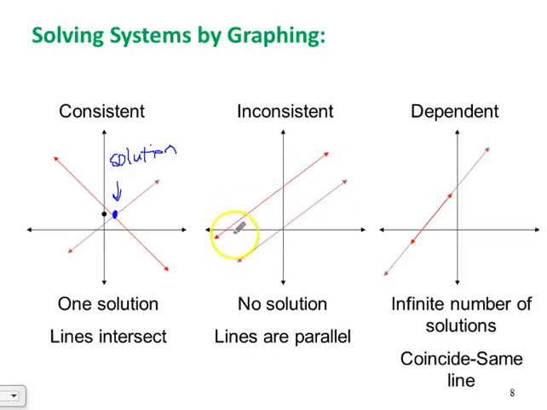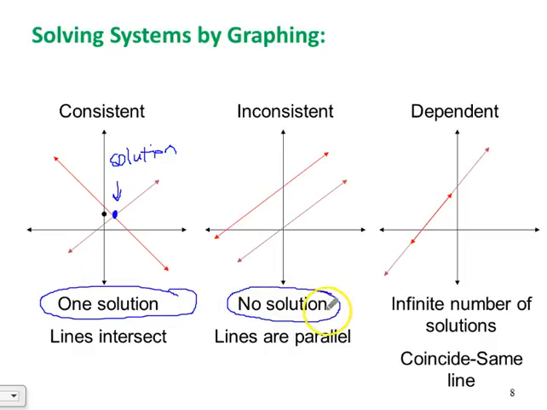Sometimes we might graph our 2 systems of equations, our lines, and we might find that the lines are parallel. So they would never intersect. And if we have parallel lines that never intersect, that would mean we would have no solution.